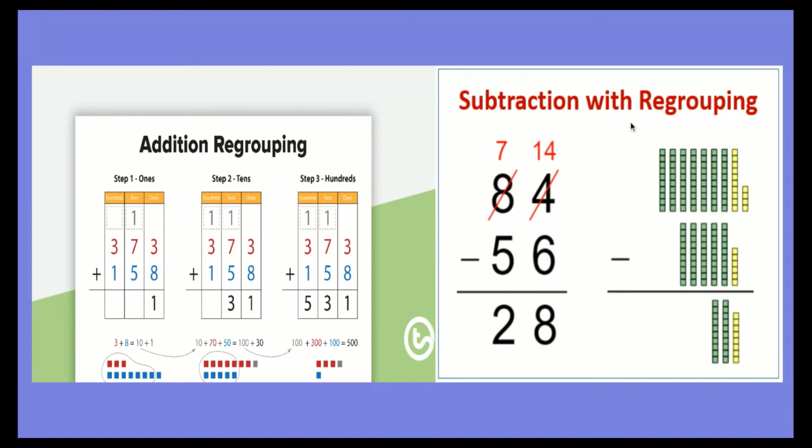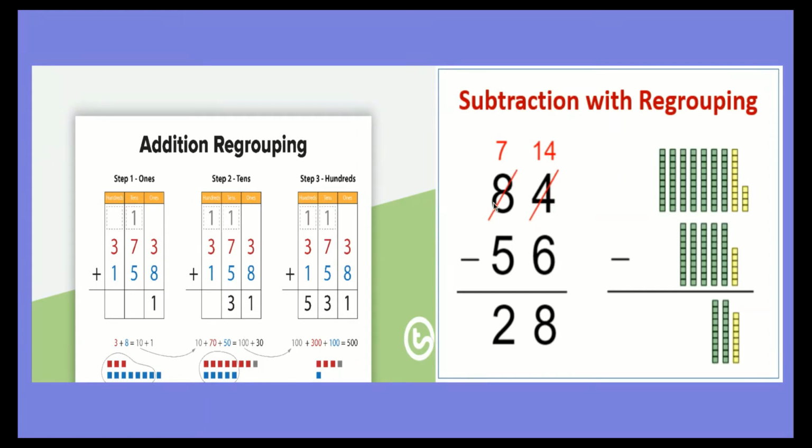Now, when you're doing subtraction with regrouping, instead of bringing it over to the next place, you are borrowing or taking away from the higher place value, okay? So in this number, 84 minus 56, I start from my right side, 4 minus 6. Well, I can't subtract a larger number from a smaller number because the 4 is smaller.